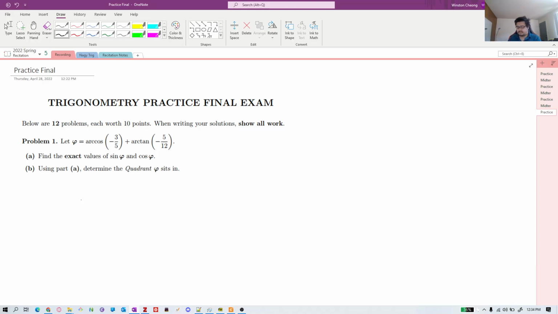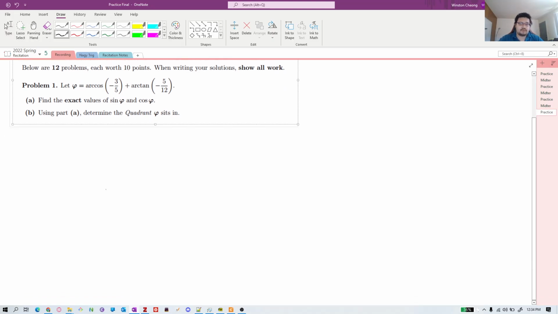Yeah, good. Problem number 1, we have phi equals this arc cosine plus arc tangent, and we want to find the exact values, sine of phi and cosine of phi. And then after that, we'll want to determine the quadrant. Right, so the way to do this, well, let's write out what happens when we try to take sine of this. Let's see what this expression becomes.